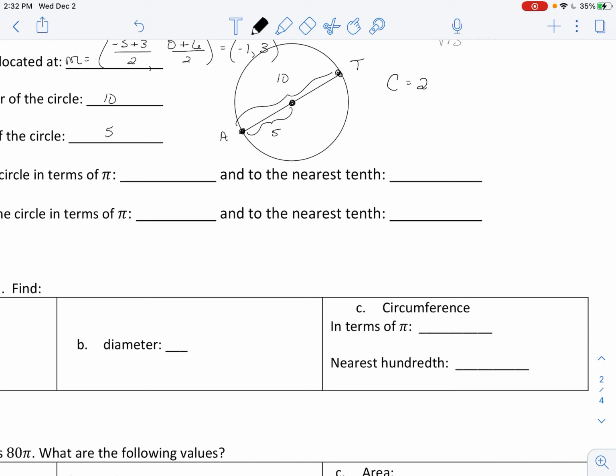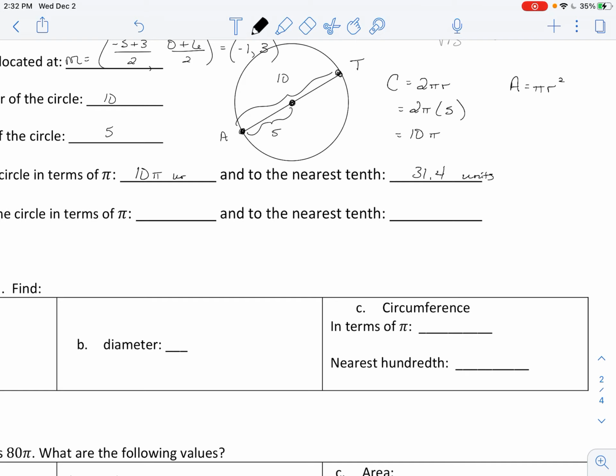So circumference is 2 times pi times r. Area is pi times r squared. So I'm going to take 2 times pi times 5. Well, 2 times 5 is 10, but I still have to multiply by pi, so 10 pi is one of my answers. If I take 10 times pi in my calculator, to the nearest tenth, it is 31.4.